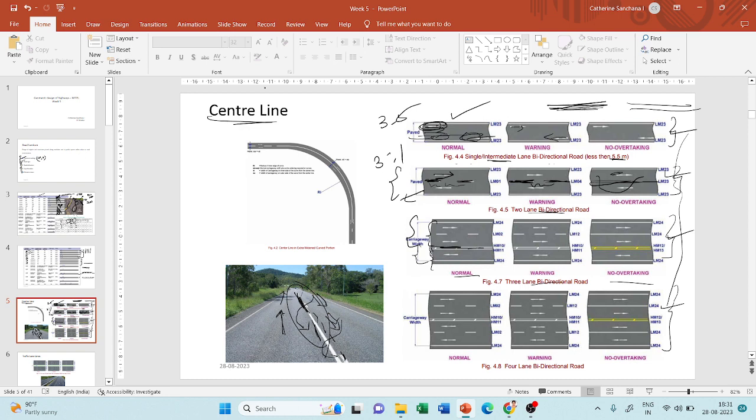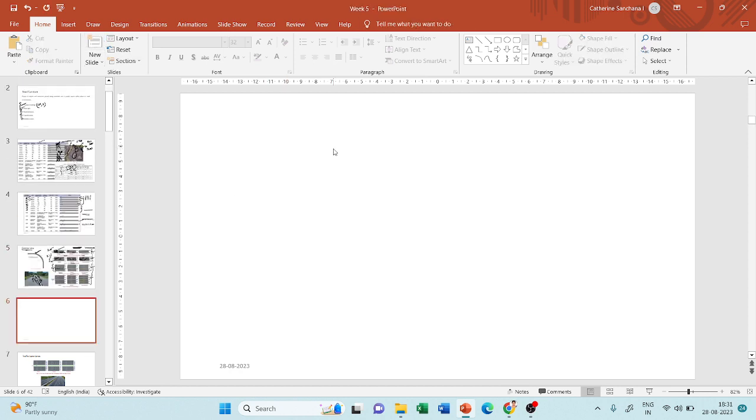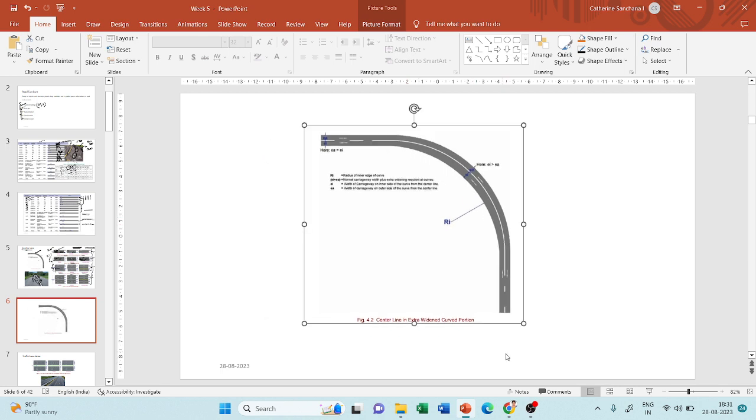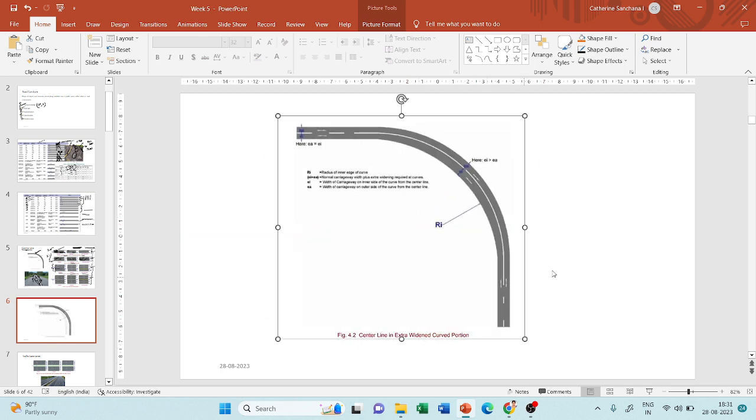Yeah. So this is the figure on top which I want to discuss now. I will just expand this figure for you. So this is the center line on a curved section, right? I told you, if the number of lanes to the left and right is the same, then the center line will obviously be at the center of the carriageway.